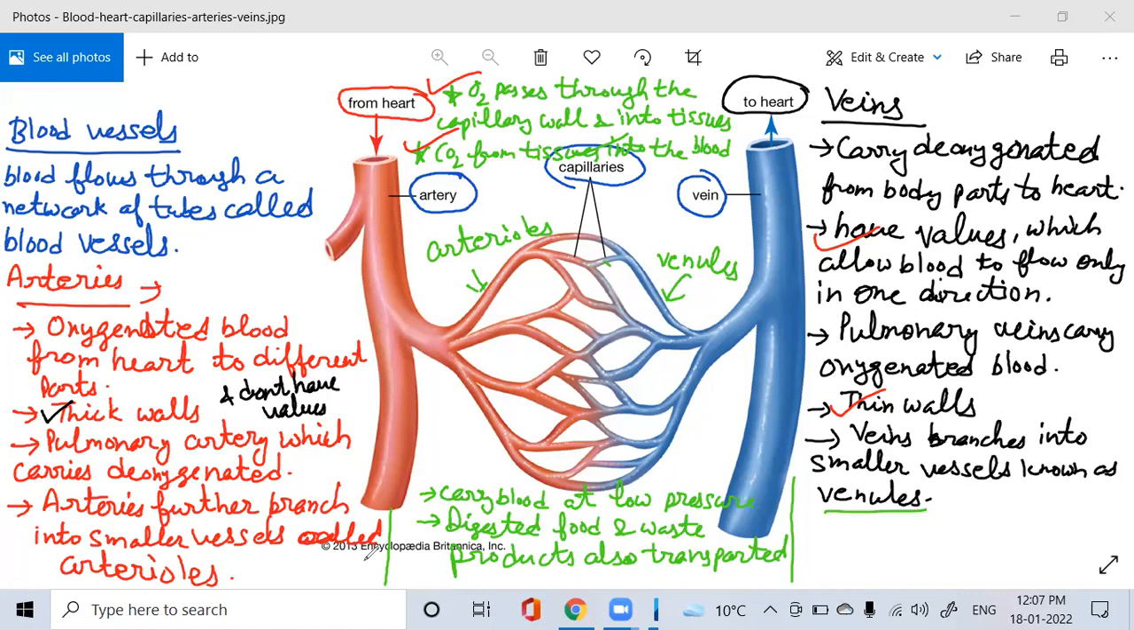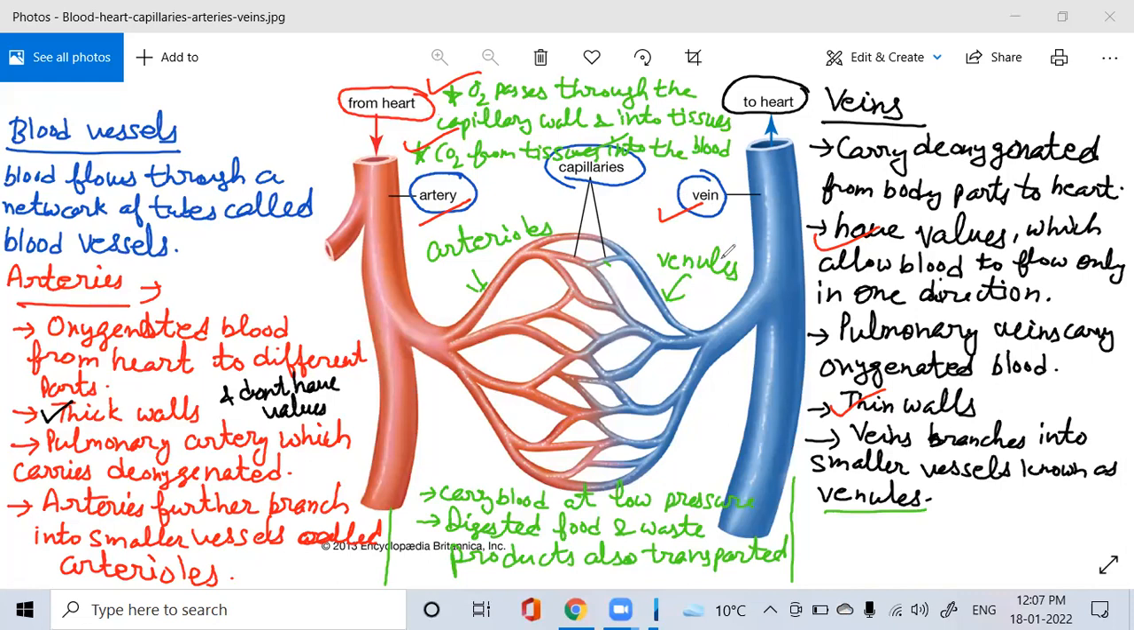Then the third is location. Location, for arteries: they are located deep inside the body. They generally cannot be seen through the skin. Arteries we cannot see, right? Whereas if I talk about veins, they are located closer to the skin, right? So that's why they are visible. But actually they are not blue in color, as I told you the reason behind this. It's not true that they are blue in color.